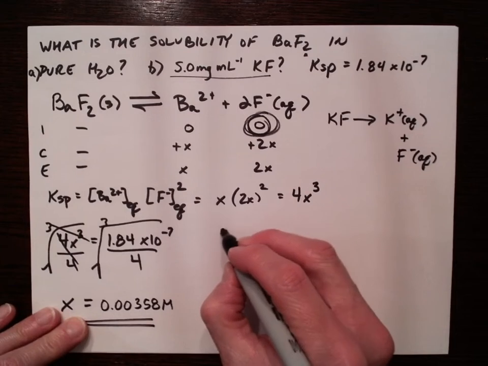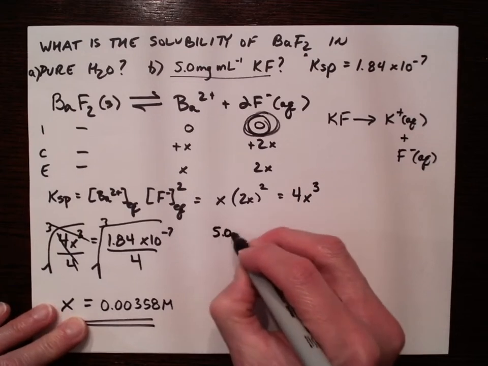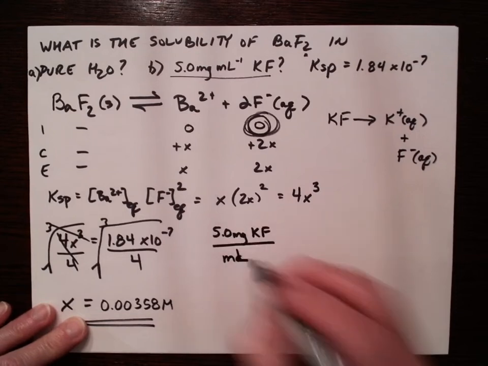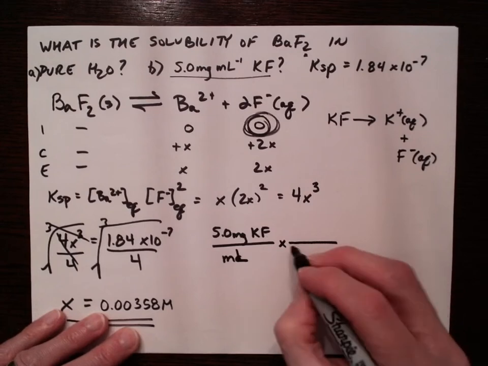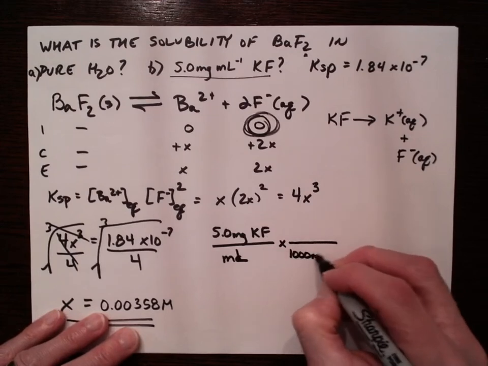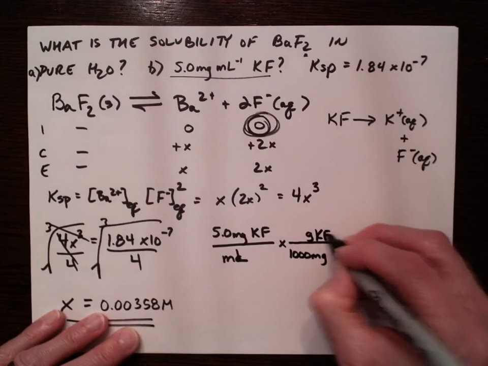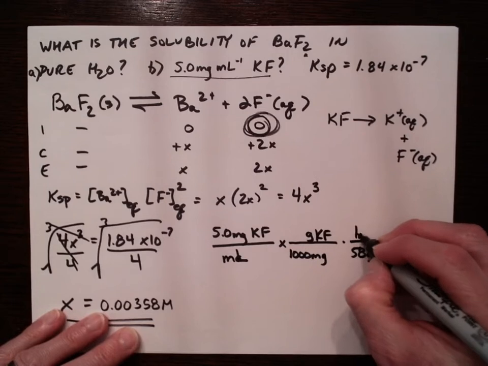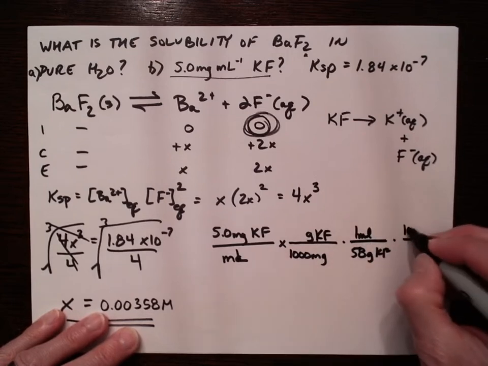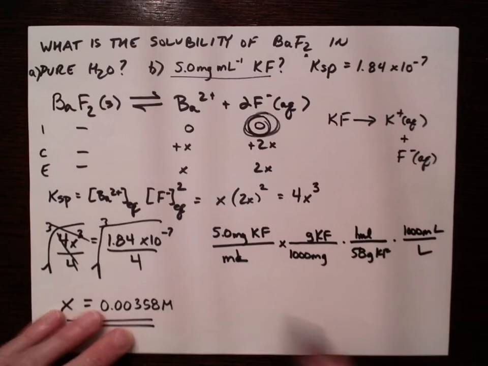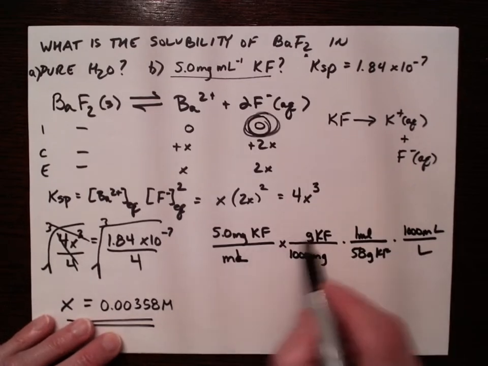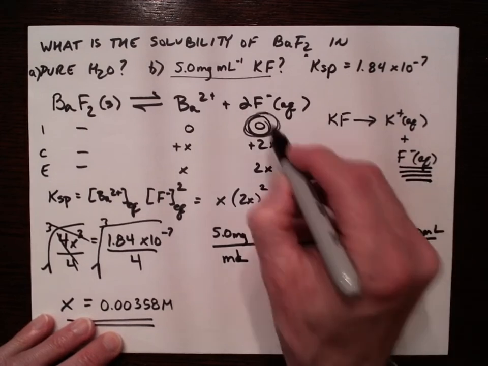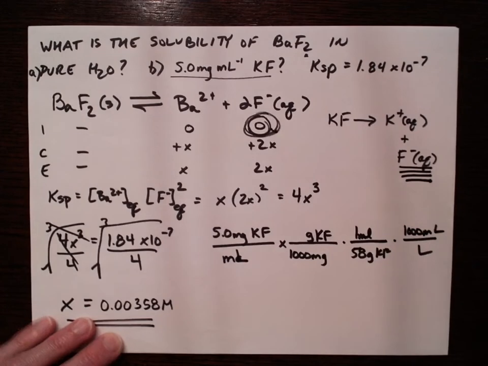So I need to find out what this concentration is in units of molarity. So let's see, 5 milligrams per liter. So 5.0 milligrams of KF per milliliter of solution. Let's see, 1,000 milligrams is a gram, that's KF, and I looked it up, 58 grams of KF is a mole, and of course there's 1,000 mL in a liter. I'm finding the molar concentration of potassium fluoride, so I can find the molar concentration of fluoride to stick in here. Let's see what that is.